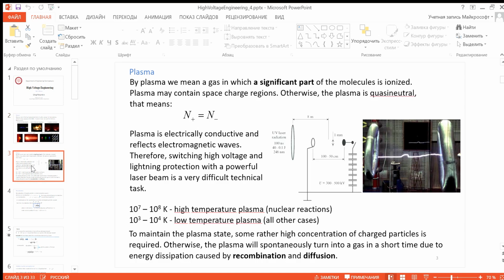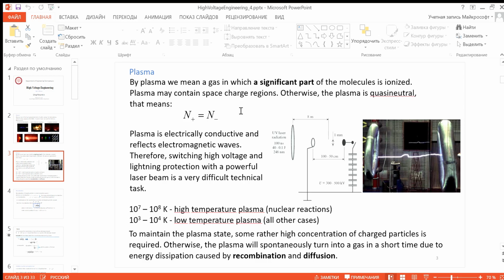By plasma, we mean a gas in which a significant part of the molecules is ionized. Plasma may contain space charge regions. Otherwise, the plasma is quasi-neutral. That means the number of positive and negative charge carriers is the same, and the plasma as a whole does not create an external electric field. Also, it may distort it. Plasma is electrically conductive and reflects electromagnetic waves.